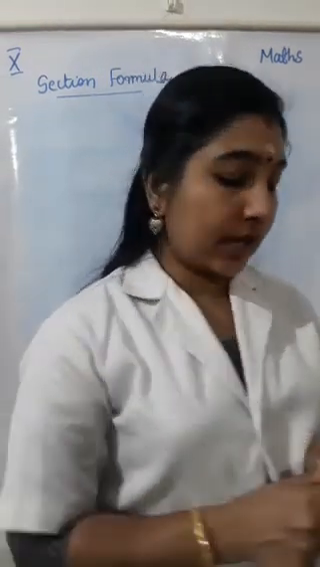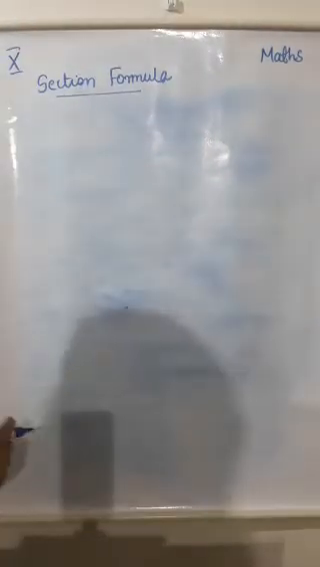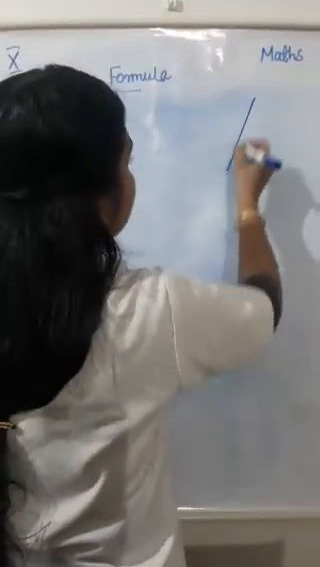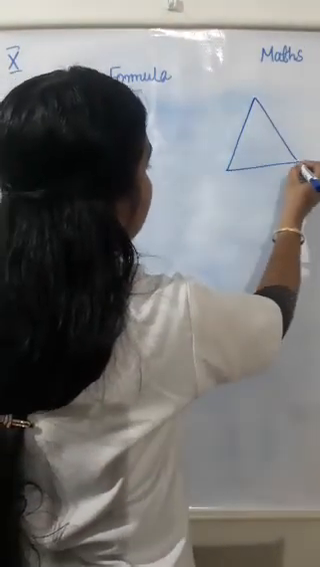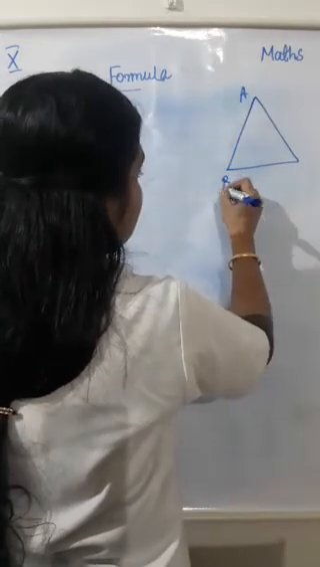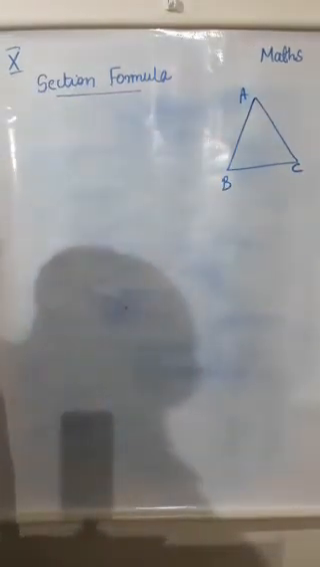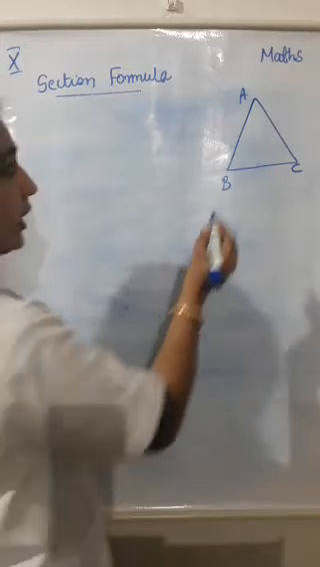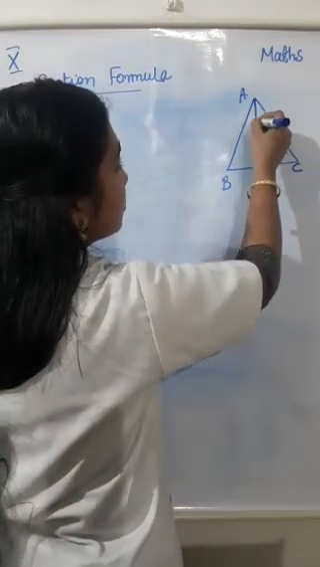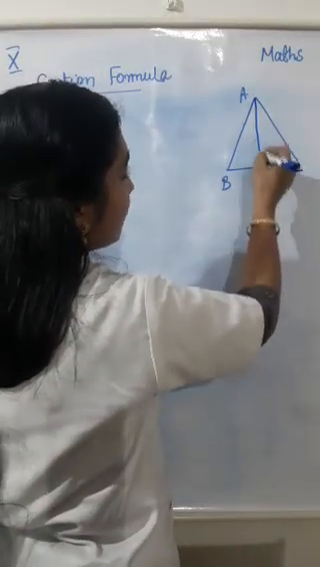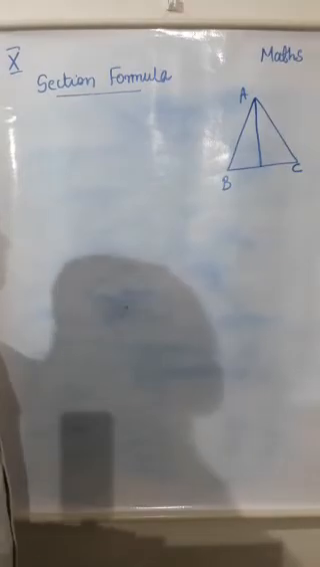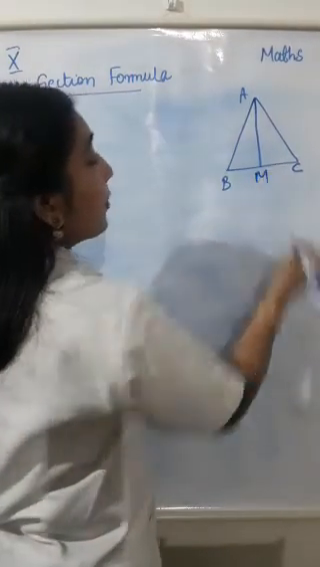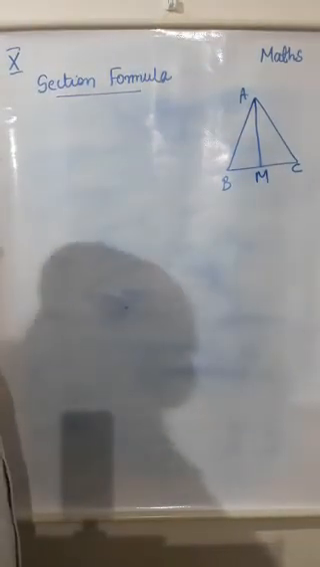Last topic in this chapter, that is a triangle ABC. In a triangle ABC, draw a line from A to the midpoint of BC, which is called the median of ABC. Join the midpoint of BC. This is one median. AM is the median of triangle ABC.